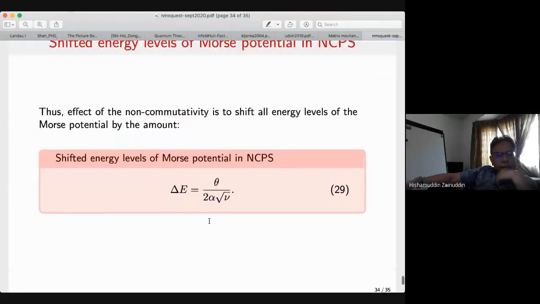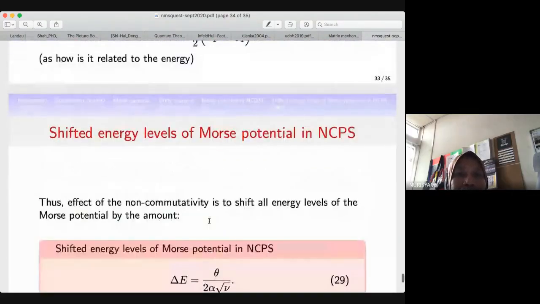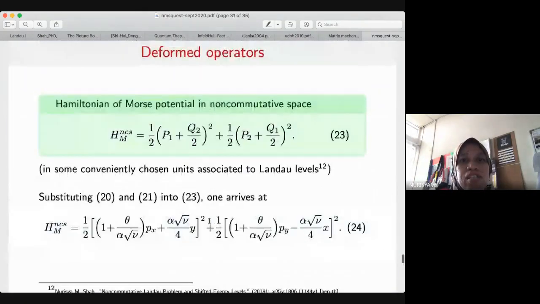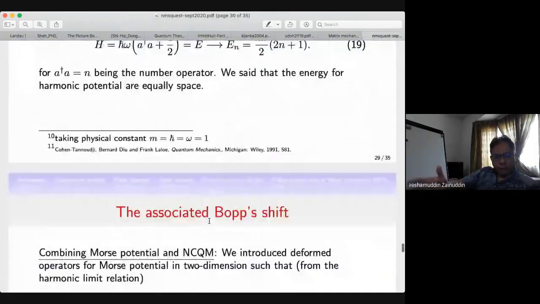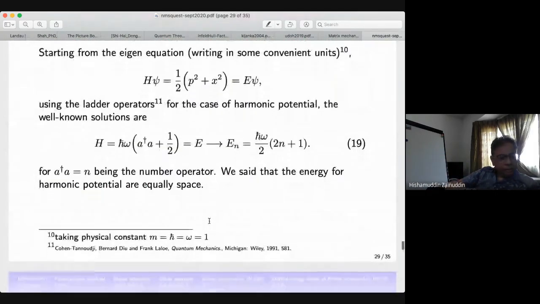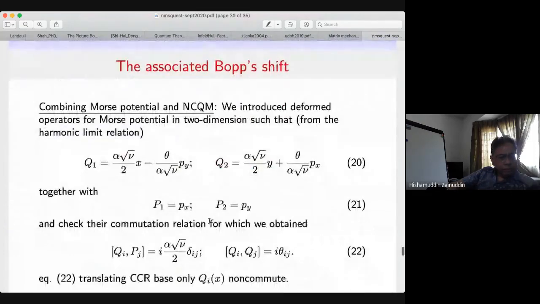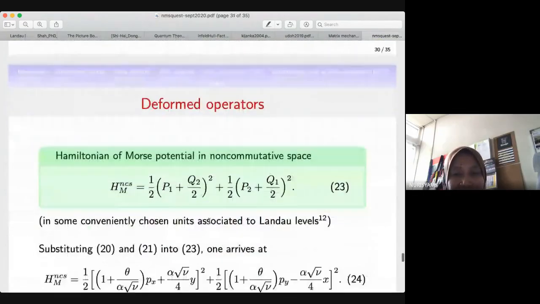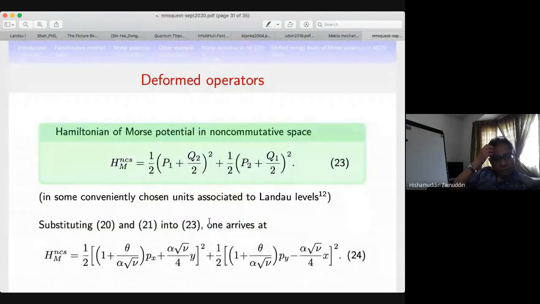So let me get this right. You begin with some kind of 2D Morse oscillator system, right? Yes, 2D Morse oscillator system. In the harmonic limit, and then you generalize the operators. But in the end, you end up with one set of Q and one set of P. I'm a bit confused on that.